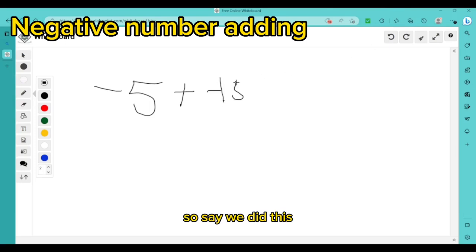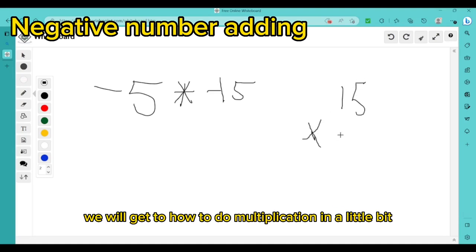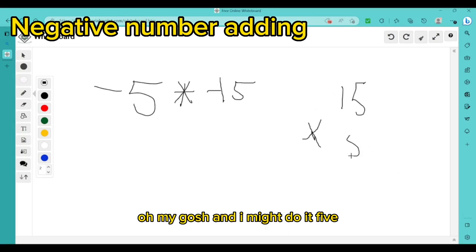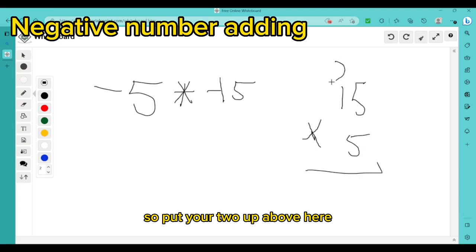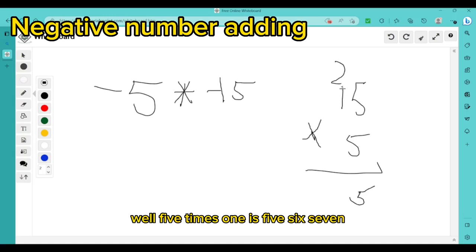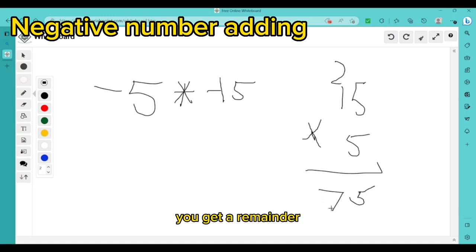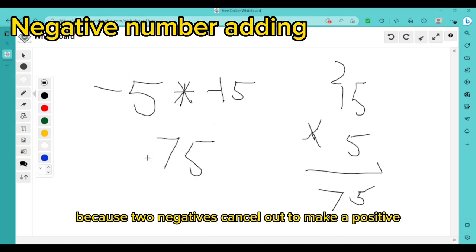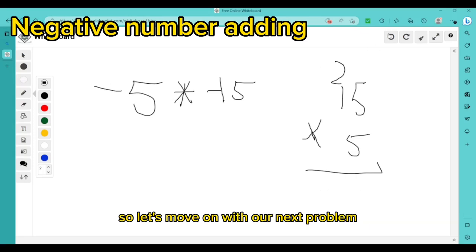So, say we did times. 15 times 5. We can do it on here. Multiplication. We will get to how to do multiplication in a little bit. You take your 5 and put it down below. 5 times 1 is 5. 6, 7. You get a remainder of 75. Therefore, it is positive 75, because 2 negatives cancel out to make a positive when you times it. So, let's move on with our next problem.